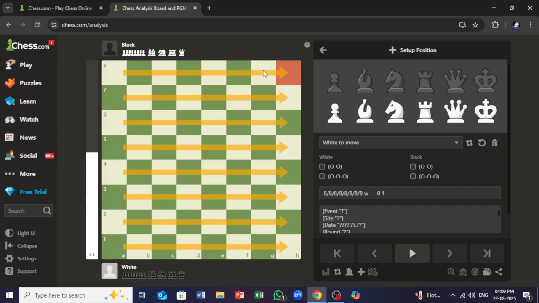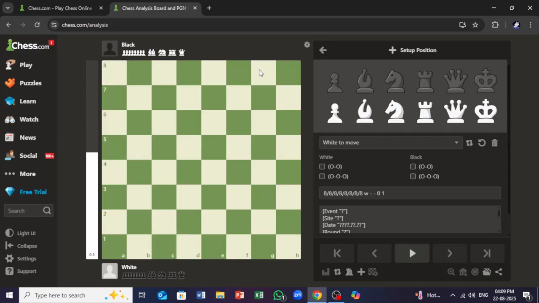Again, these mean the whole row of squares. Not in this, but in all. The horizontal lines, these are called ranks. What are these lines called? Ranks. These are called ranks.